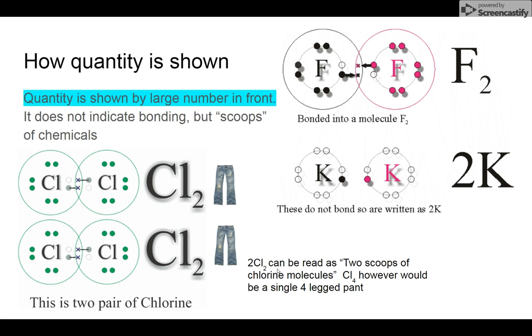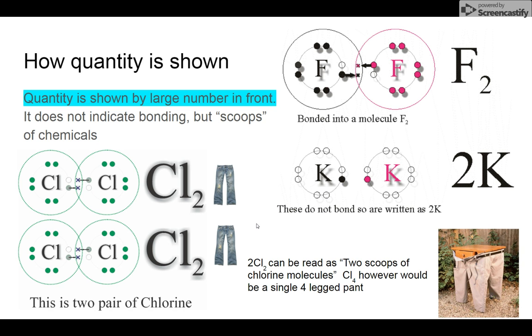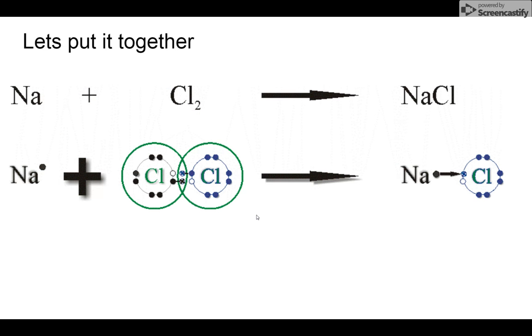2Cl2 can be read as 2 pairs of chlorine or 2 scoops of chlorine molecules. Cl4 cannot exist. And if it existed as pants, that would be something like this, a set of pants with 4 legs on it. So the bonding is internal here, not spanning these.